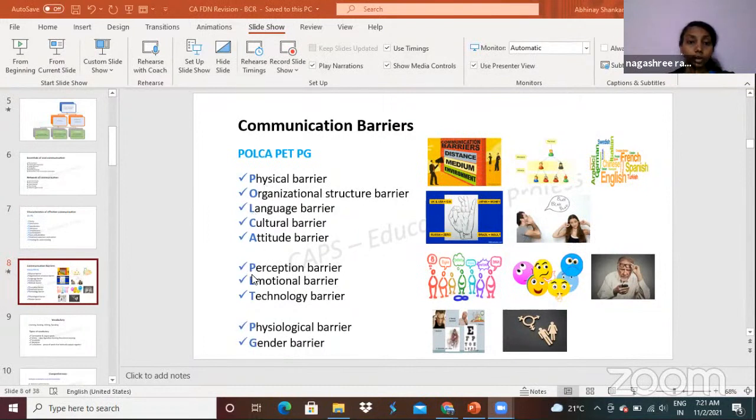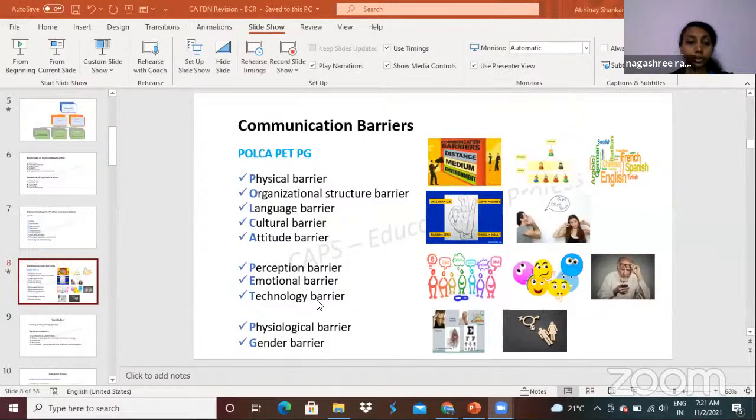Then this is POLKA, PET. P stands for perception barrier, wherein you again have a preconceived notion in your mind. You always tend to think based on whatever is there in your mind. E is for emotional barrier, very important. This also connects to the previous point on emotional control and awareness.